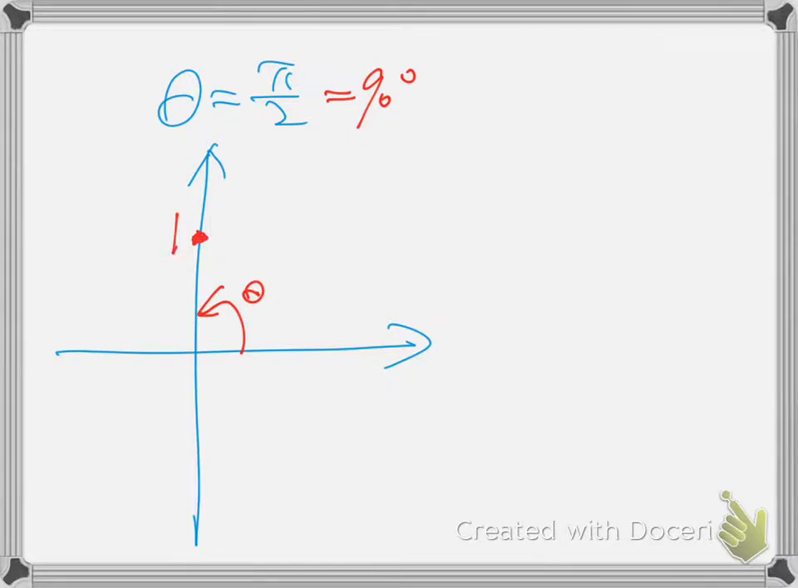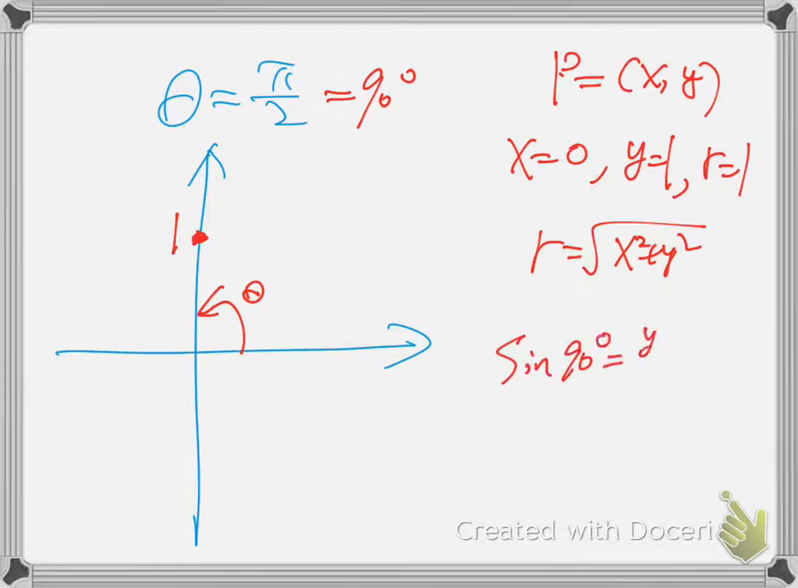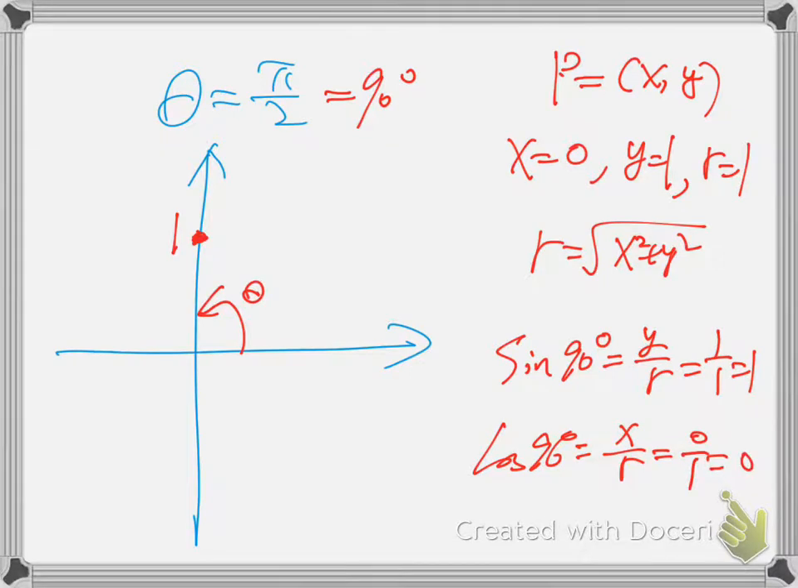So you got x is 0, y is 1, and then r is 1, because r is the square root of x squared plus y squared, or r is the distance from the center 0, 0 to the point xy. Then sine 90 is y over r, so it's 1 over 1, which is 1. Cosine 90 is x over r, so it's 0 over 1, which is 0.